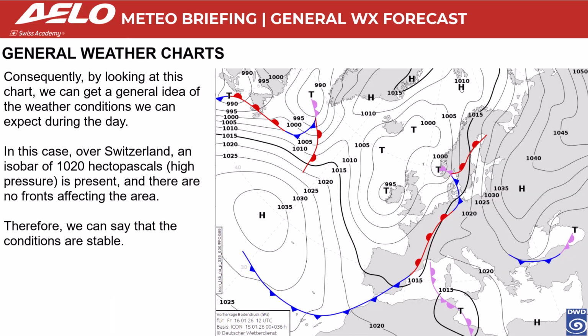Consequently, by looking at this chart, we can get a general idea of the weather conditions we can expect during the day. In this case, over Switzerland, an isobar of 1020 hectopascals, high pressure, is present, and there are no fronts affecting the area. Therefore, we can say that the conditions are stable.